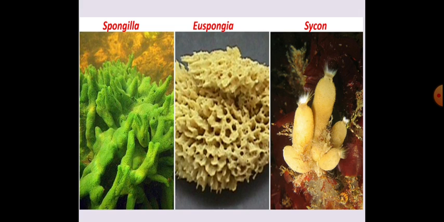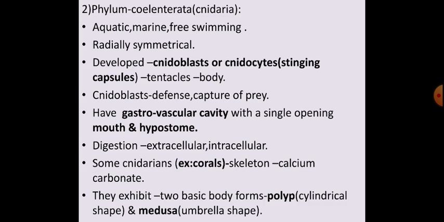This is about the first phylum. Next phylum is phylum Coelenterata, also called Cnidaria. See, the C is silent here. Phylum Coelenterata or Cnidaria, commonly called Cnidarians. Cnidaria, C is silent.